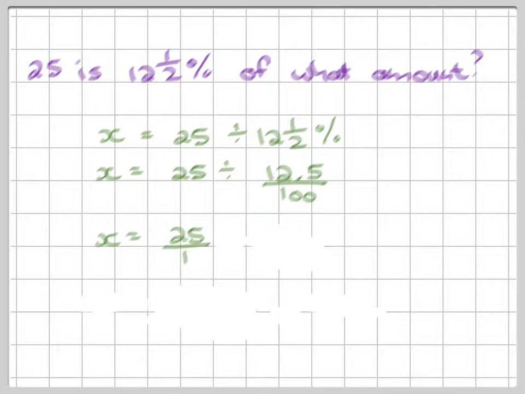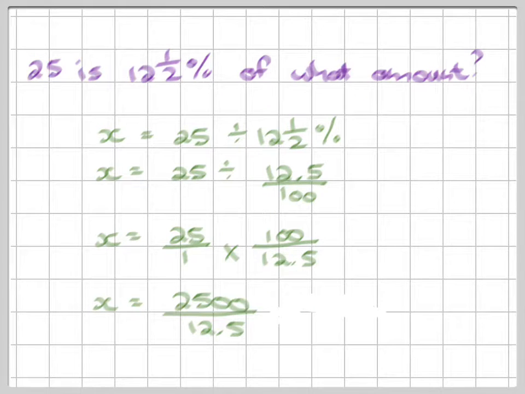So 25 over 1, and we're going to inverse the part after that because it is a divide. We're going to times it. So 100 goes to the top and 12.5 to the bottom. And then you can work it out and you'll find x is equal to 2,500 divided by 12.5. And we can simplify that further, and we can find that the whole is 200.